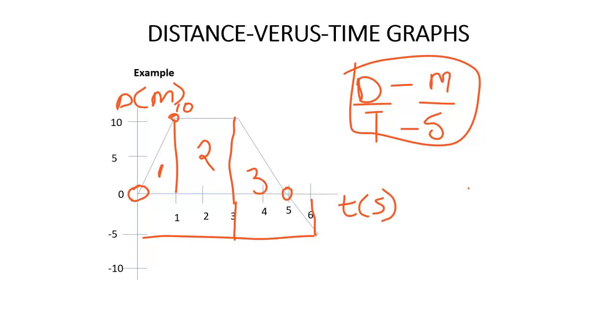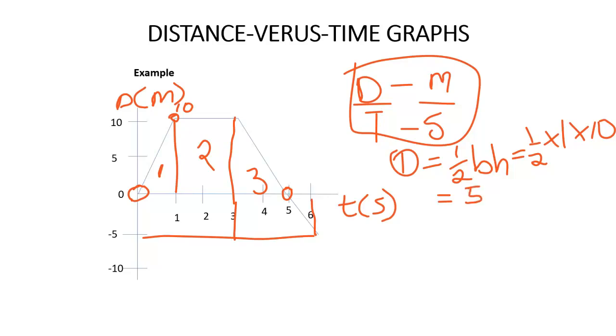For us to find the area of a triangle, for segment 1, the area of a triangle is half base times height. In this case, the base is from 0 to 1, that is 1, so half times 1. Then the height is 0 to 10, that is 10, times 10. If you multiply this together, the answer will be 5 meters per second. That will be the distance traveled here. Does it make any sense? Because the unit of this is meters per second.